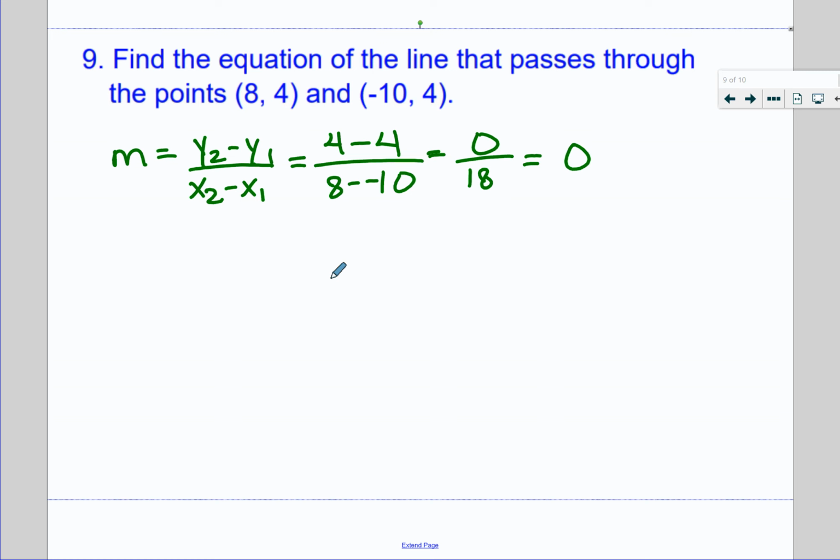You guys remember slope? Horizontal. And what do the equations of horizontal lines look like? They're special. Y equals a number. 4. That's it.